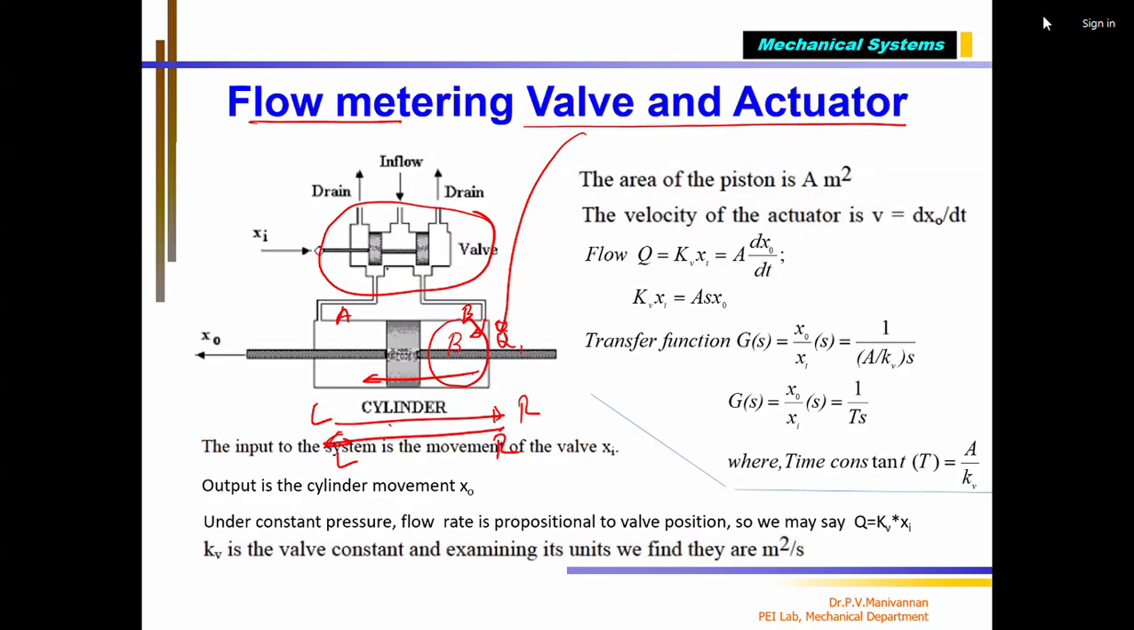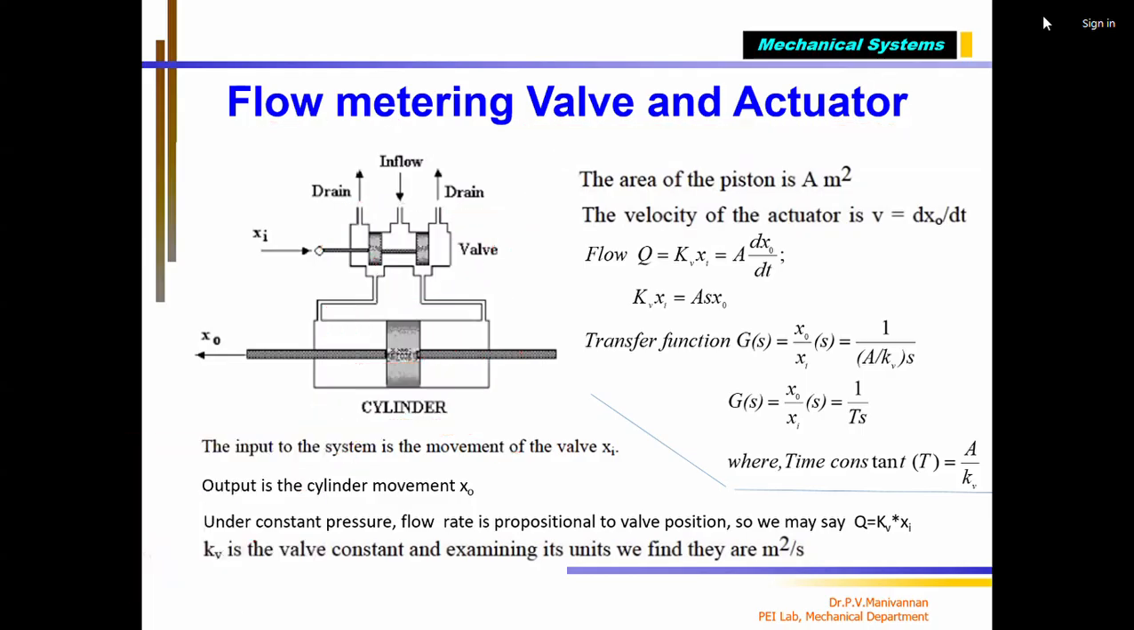Instead of that, if I fill the fluid using this port, the piston will move in the other direction. For that, we have the control valve. This is the control valve. It is again a hydraulic system, but it is very small compared to the power cylinder. They call it a power cylinder because it is going to generate power, which is force multiplied by displacement.